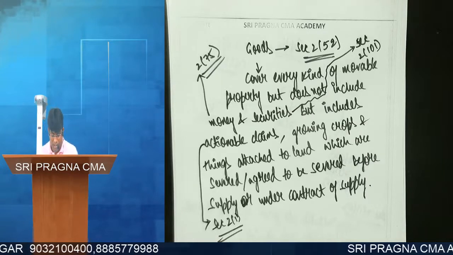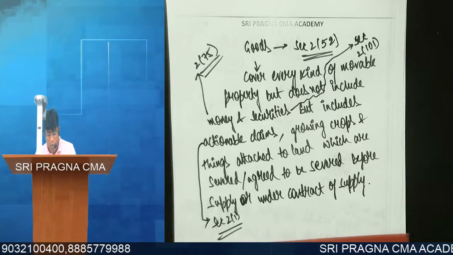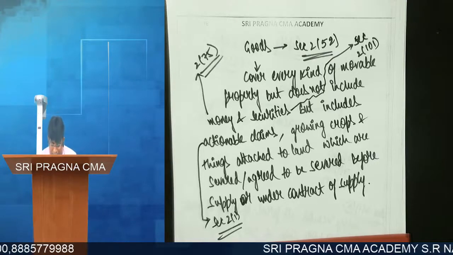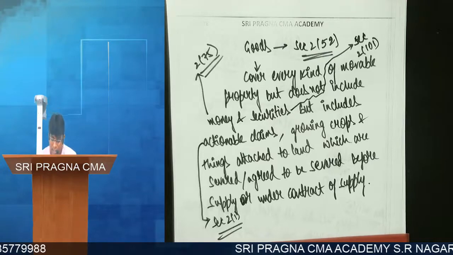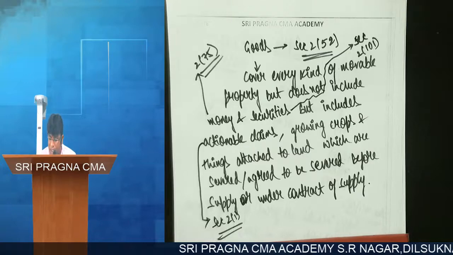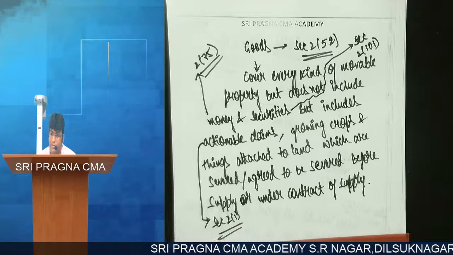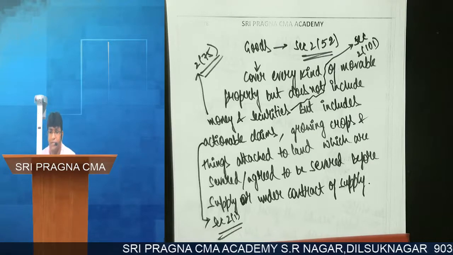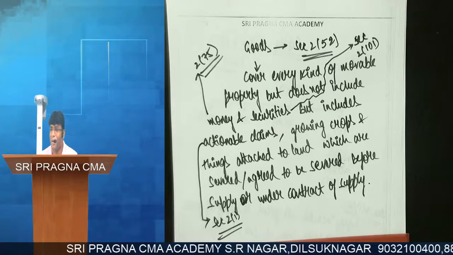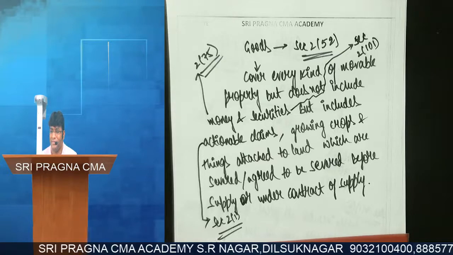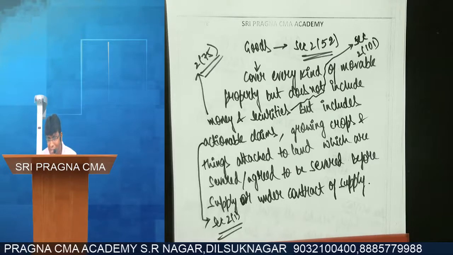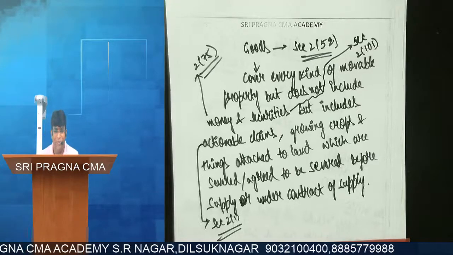Are we getting clarity? Come on, friends, what is the goods definition? Goods cover every kind of movable property other than money and securities, but includes actionable claims, growing crops or things attached to land which are severed or agreed to be severed before supply. That's it. Only one part of the story is done. Come on, what is the supply definition? Supply includes all forms of supply of goods or services or both. Wait, what is services?